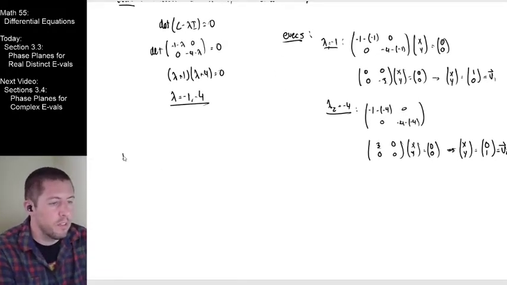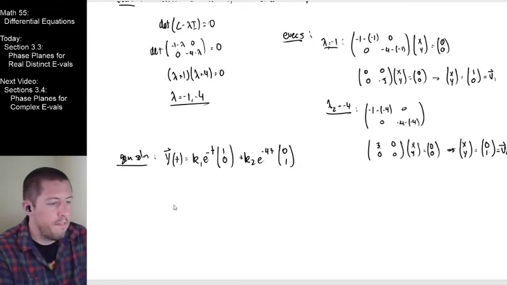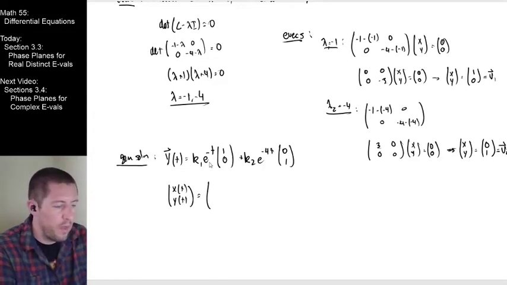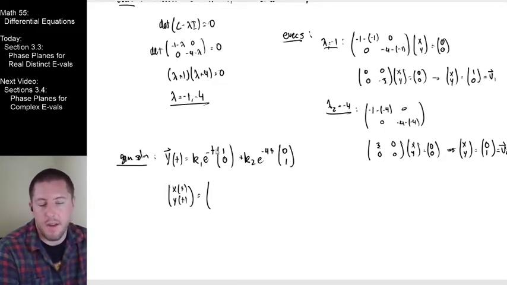It looks like our general solution then is going to be y of t equals k1 e to the -t times (1, 0) plus k2 e to the -4t times (0, 1). And if I wanted to, I could instead write these individualized. Both ways are typical to write these. It depends on the situation, I guess, but both of these are acceptable ways to write this final answer.